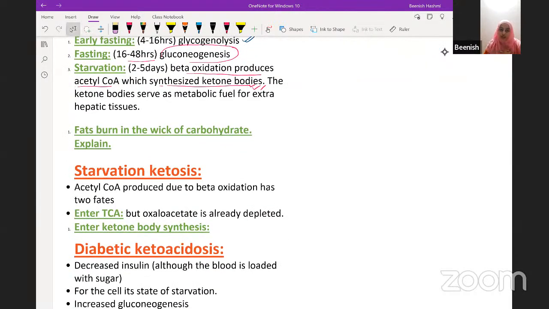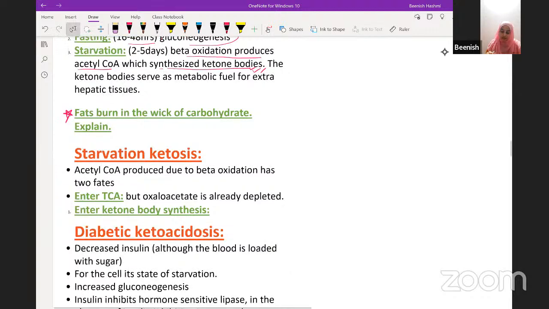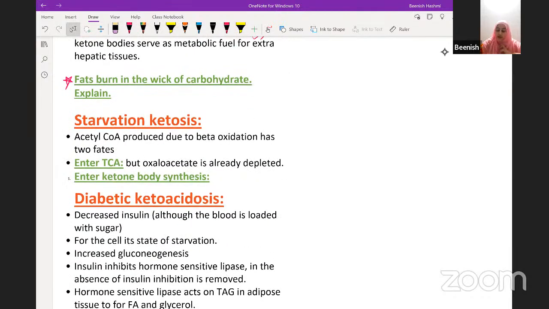Now, the statement "fat burns in the wick of carbohydrate, explain." This is quite frequently asked in examinations. So you might get this statement which says fat burns in the wick or in the flame of carbohydrate, explain. So let's have a look at the reason for this. Acetyl-CoA produced during beta oxidation has two fates. It can either enter TCA, but your oxaloacetate has been depleted in the previous state. Why has oxaloacetate been depleted? Because of gluconeogenesis.